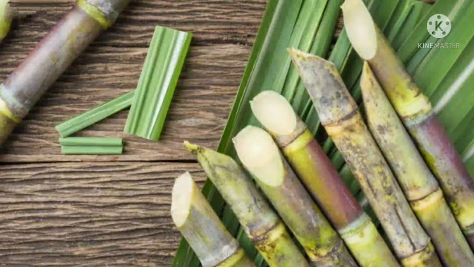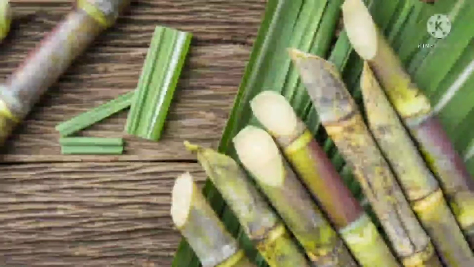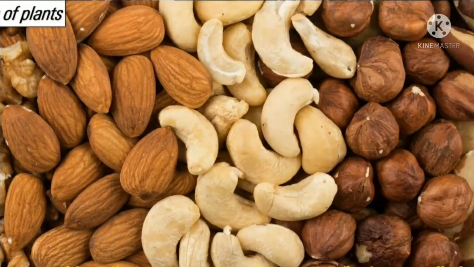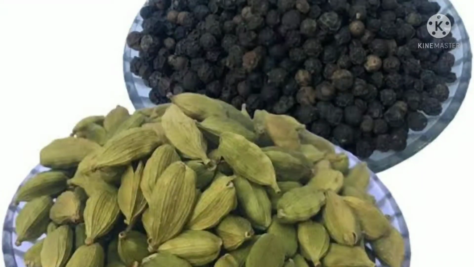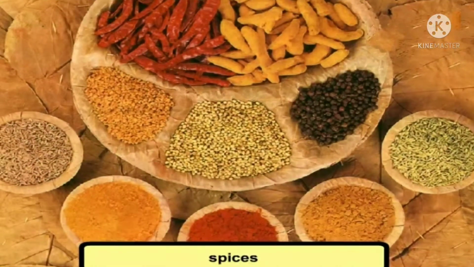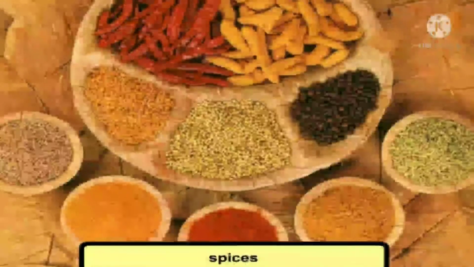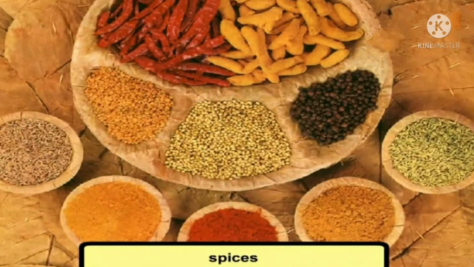Then sugar. From where do we get sugar? Sugar is obtained from sugarcane. Nuts. Dry seeds of plants like walnut and cashew nut are eaten as nuts. Then spices. We get spices like cardamom and black pepper from plants. Why do we use spices? Spices add flavor to our food.